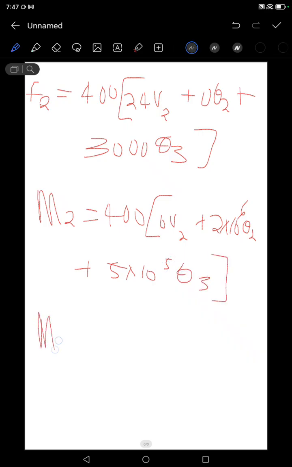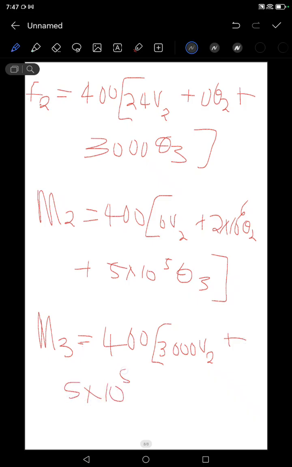And for M3, it equals 400 times (3000 V2, plus 5 times 10 to the power of 5 theta 2, plus 1 times 10 to the power of 6 theta 3). After here, we're going to substitute the value of F2, which is negative 20 kilonewton, and M2 is equal to 0, M3 is equal to 0.